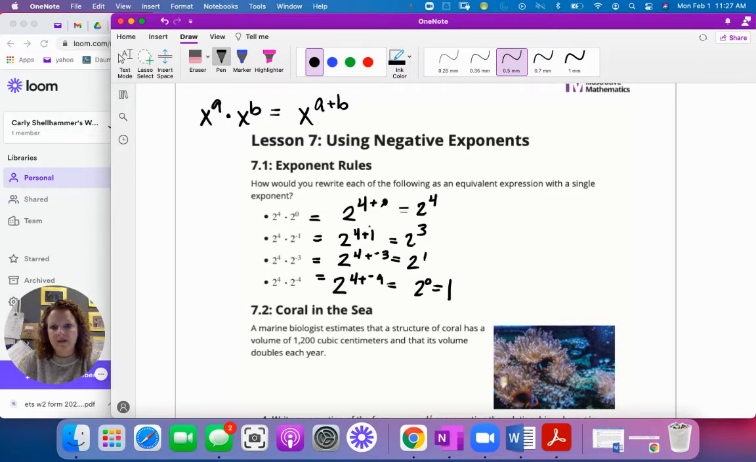And this should be plus a negative 1. It's the same thing, but I know that's going to confuse some of you. So that's where we are.